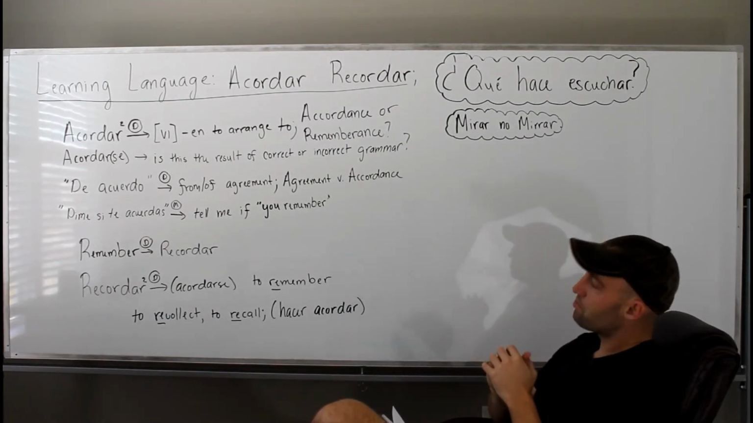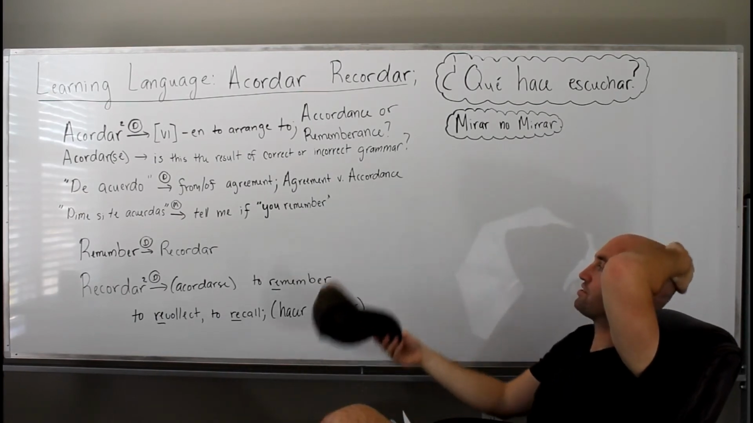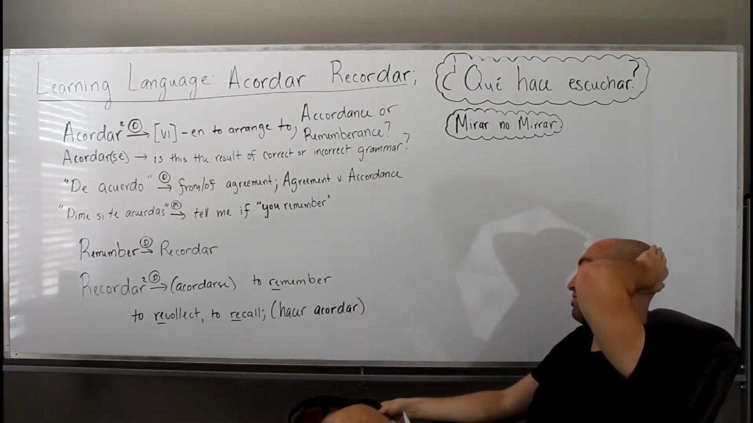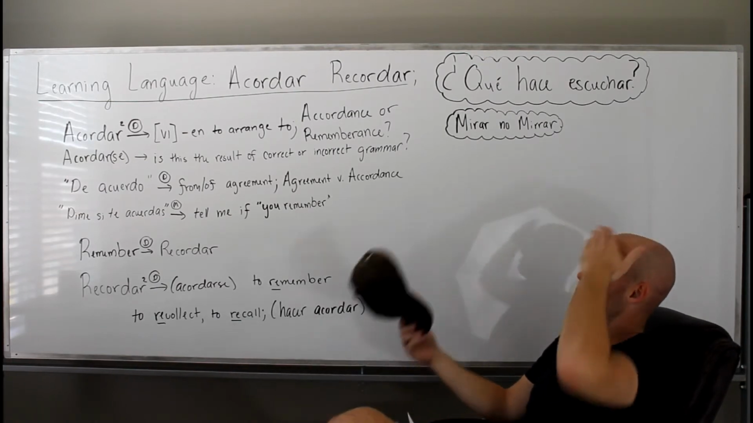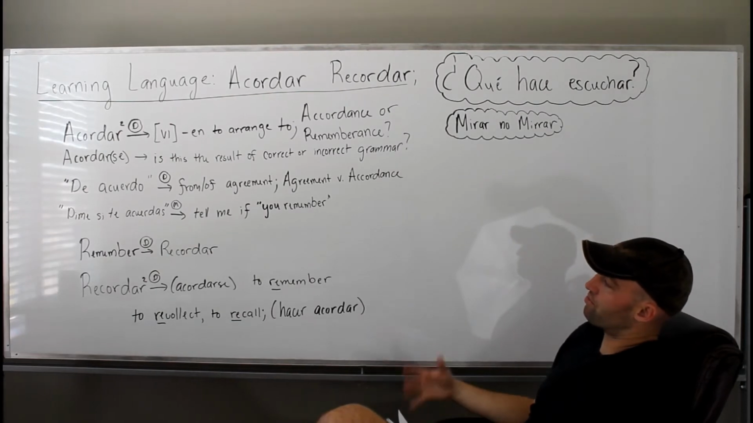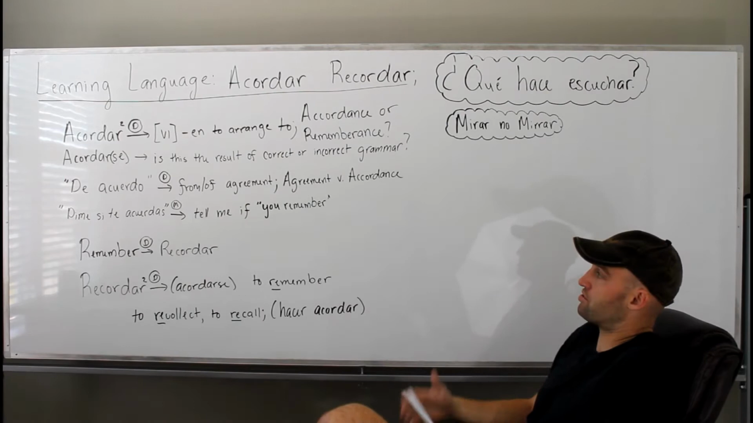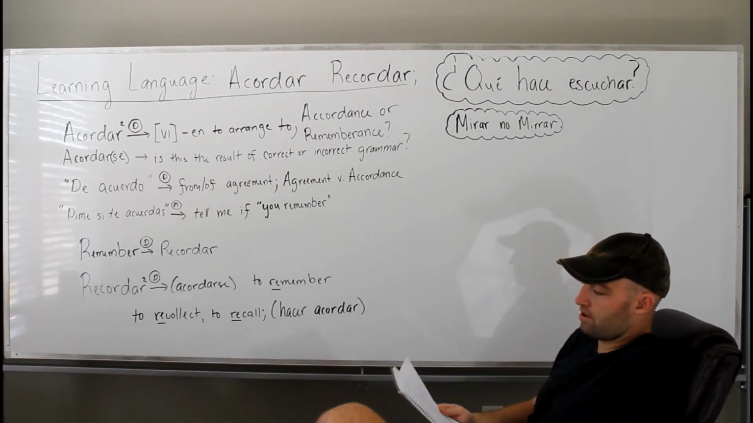But then people will also say acordarse, right? And just any reflexive verb. Is this the result of correct or incorrect grammar? I'm very, very confident, 85% confident, that any reflexive verb is just reflecting, again, poorly structured grammar earlier in the sentence or earlier in the paragraph.